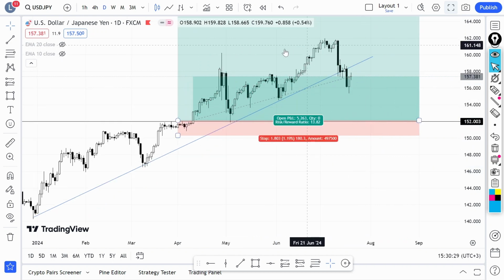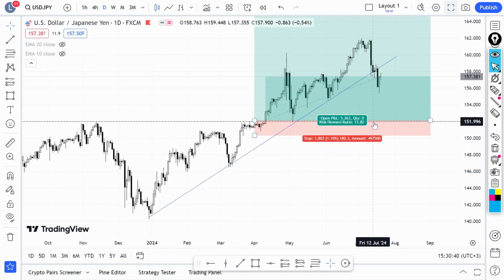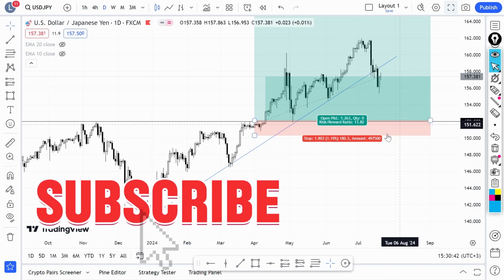Ideally, you'll have taken your profits after price broke some of these areas, but that should not worry you, because over the long run, as you've seen, this price is actually bullish. So as long as it tests the 152, keep on buying.